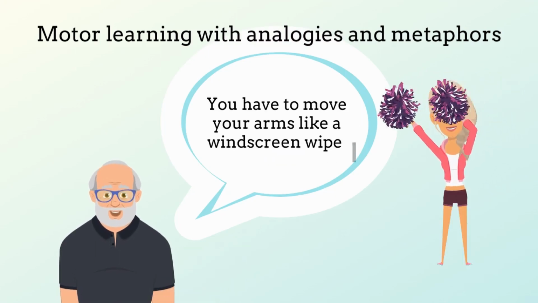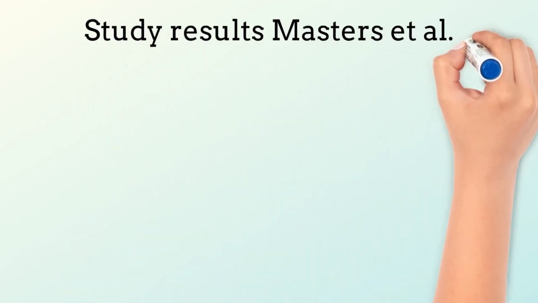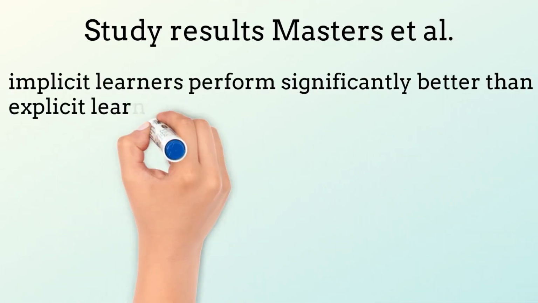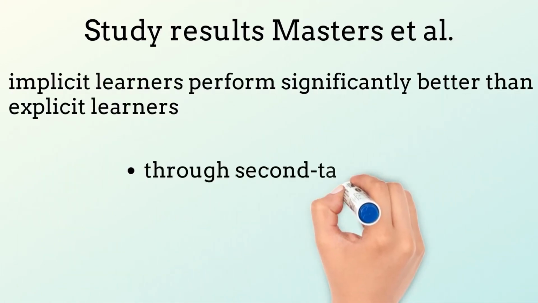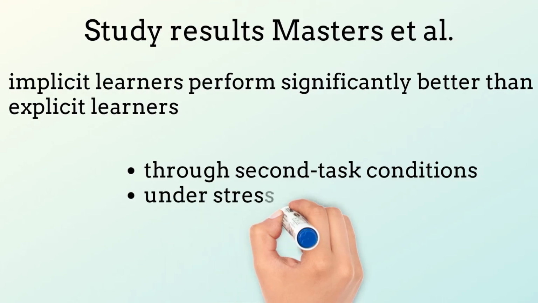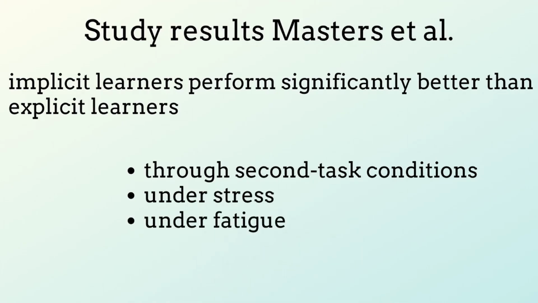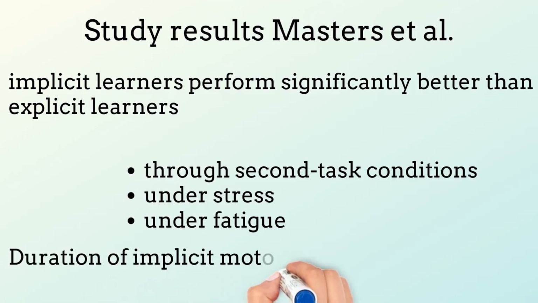In his studies, Masters found that under second task conditions, for example, counting backwards from 100 in increments of 3, or under stress or fatigue, implicitly learning subjects performed significantly better than their explicitly learning counterparts. However, learning movements implicitly takes substantially more time.